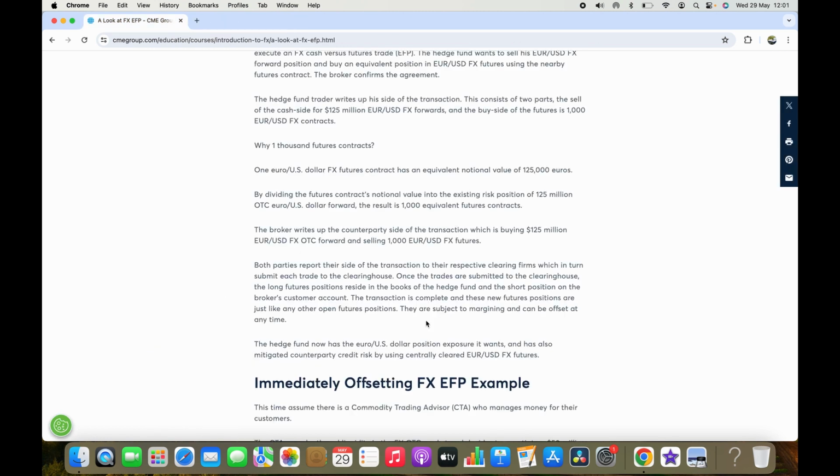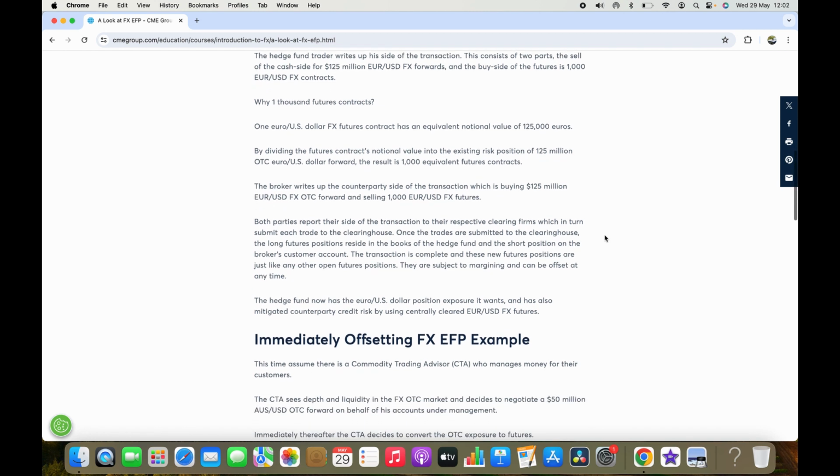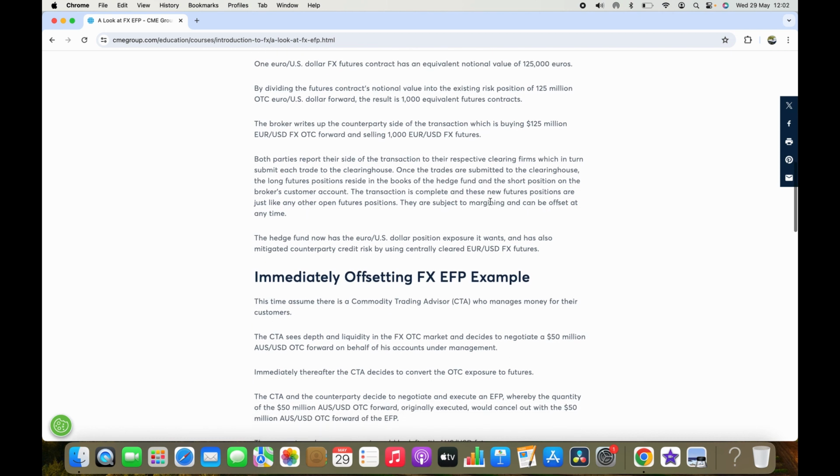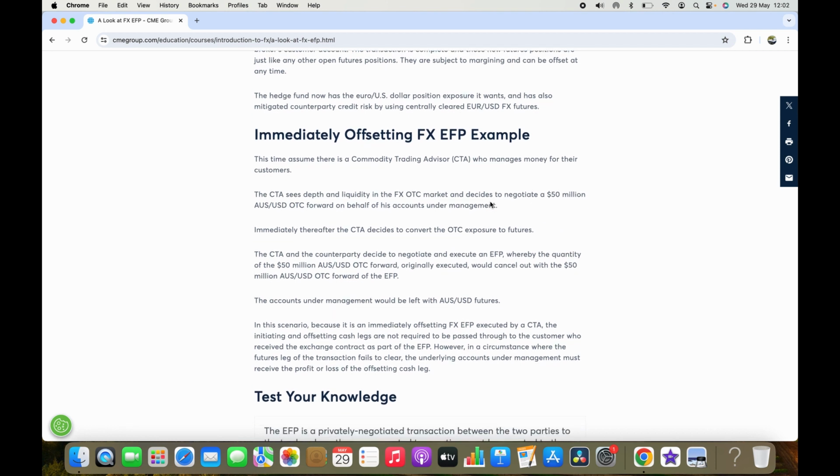It's that there won't be enough Euro USD over-the-counter forwards, or enough people interested in filling this position. So he sells his positions to get these futures contracts, which you can offset at any time.